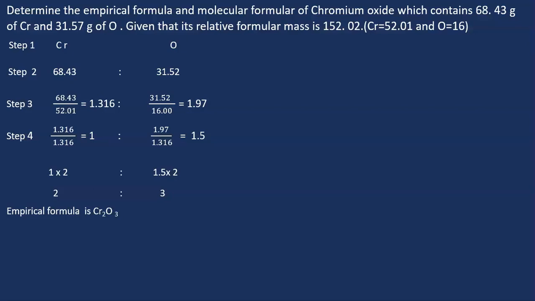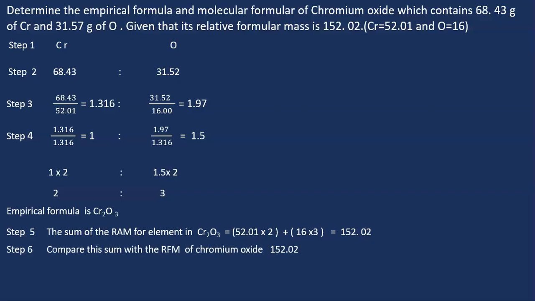Now we have to use the empirical formula to determine the molecular formula of chromium oxide. To do that, we need to find the sum of the relative atomic masses for all the elements in the empirical formula. In this case, it adds up to 152.02. Then we compare this sum with the relative formula mass of chromium oxide. The sum of the relative atomic masses in the empirical formula is equivalent to the relative formula mass. Therefore, the molecular formula of chromium oxide contains 2 atoms of chromium and 3 atoms of oxygen.